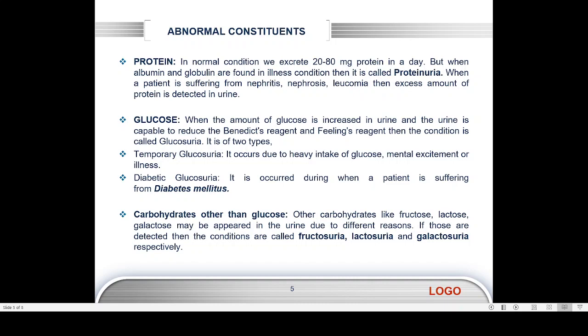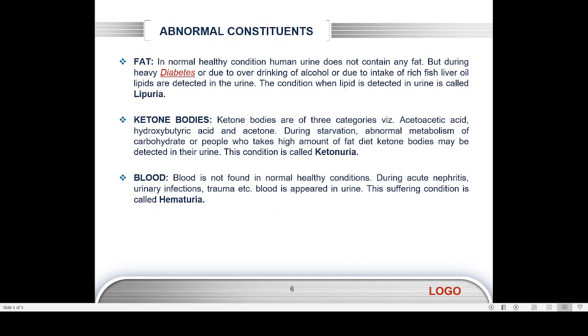Now we go to some more abnormal substances like fat, ketones, proteins and blood. Normally, in a healthy condition, human urine does not contain any fat. So normally fat is not a part of urine. But in heavy diabetes, or if you are drinking too much alcohol, or taking a large amount of rich fish liver oil or other kinds of fat daily, then there will be an increase in the presence of fat in your urine. The condition in which lipid or fat is detected in urine is called lipuria.